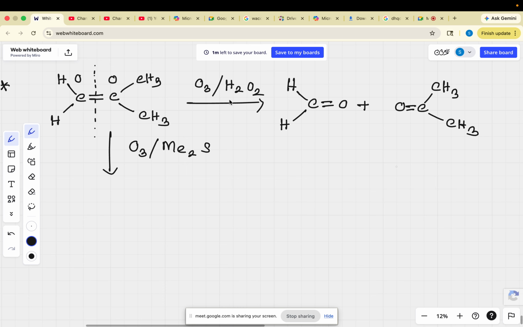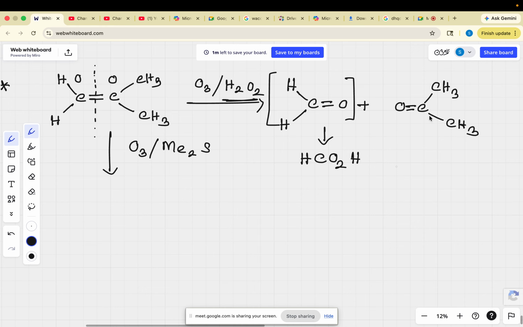Acetone. Now this reagent is what? Oxidative or reductive? Oxidative. So formaldehyde will further oxidize to what? Acid. Formic acid, HCO2H. So this will be your final product: formic acid plus acetone.